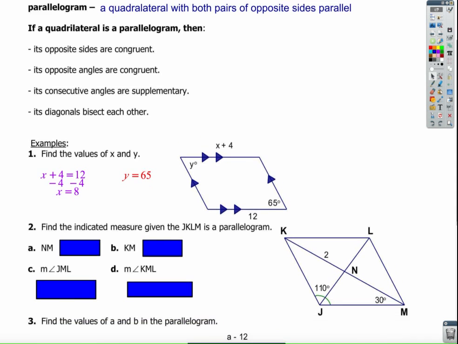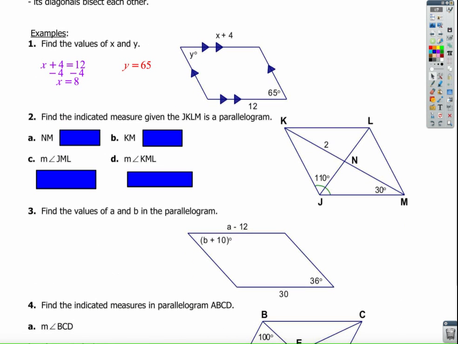I can also use the diagonals in a parallelogram to find other information. So looking at this figure, JKLM, the question tells me it is a parallelogram. That gives me a lot of information. So to find these indicated measures, I can use this parallelogram to solve it. A asks me to find NM. Well, N goes from the center to M. I can also see that it's a piece of the diagonal KM.